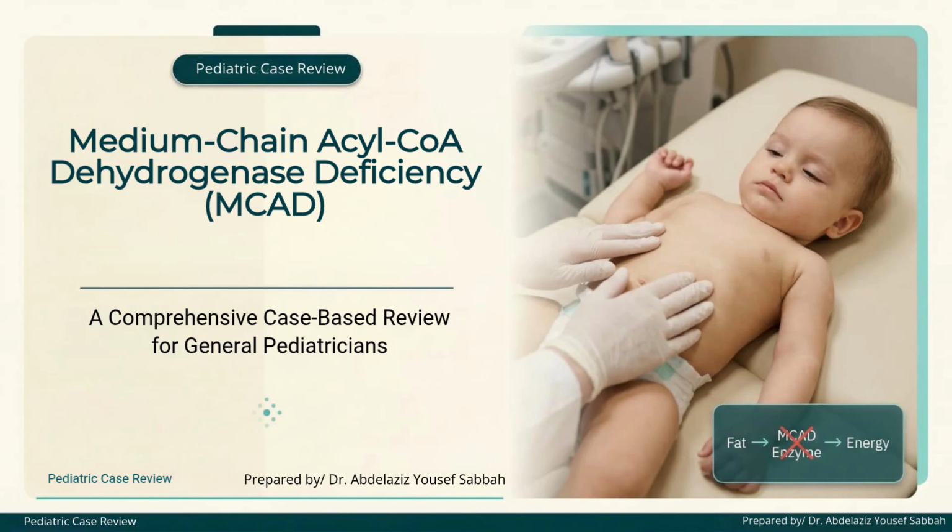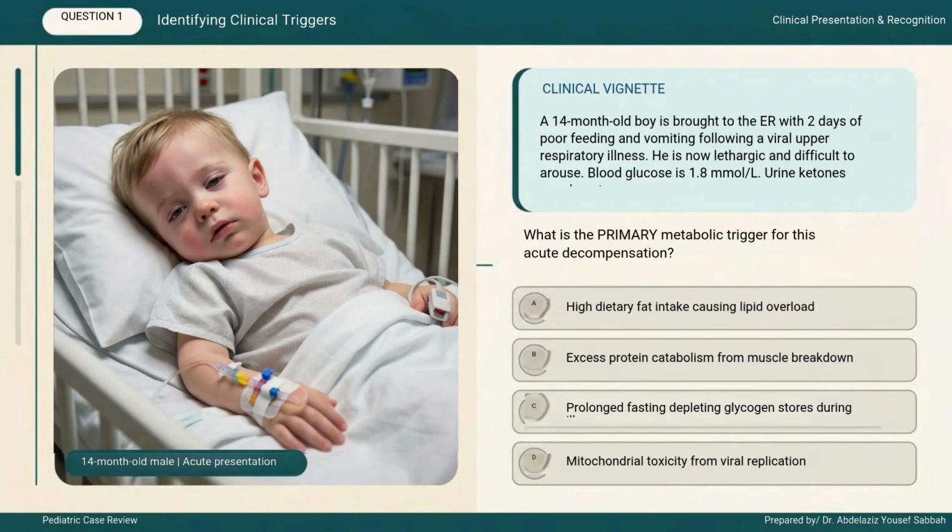Let us begin. Case 1. A 14-month-old boy is brought to the emergency room with 2 days of poor feeding and vomiting following a viral upper respiratory illness. He is now lethargic and difficult to arouse. Blood glucose is 1.8 millimoles per liter. Urine ketones are absent. What is the primary metabolic trigger for this acute decompensation?